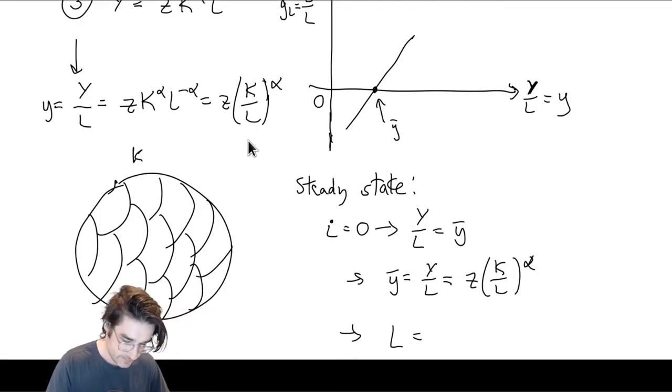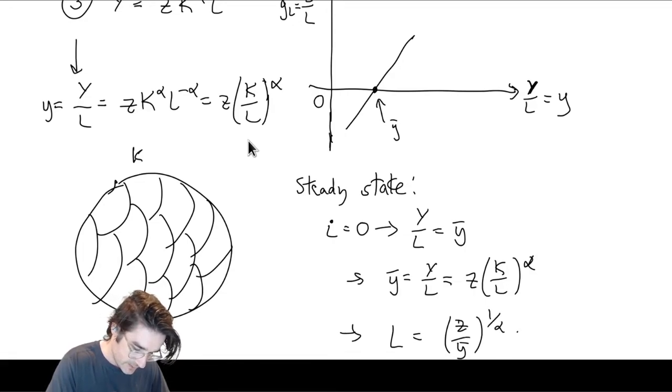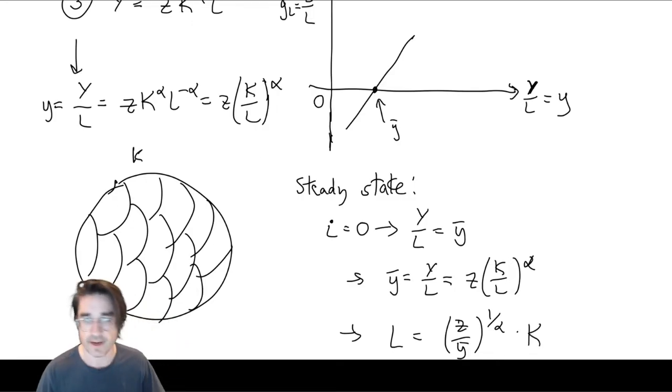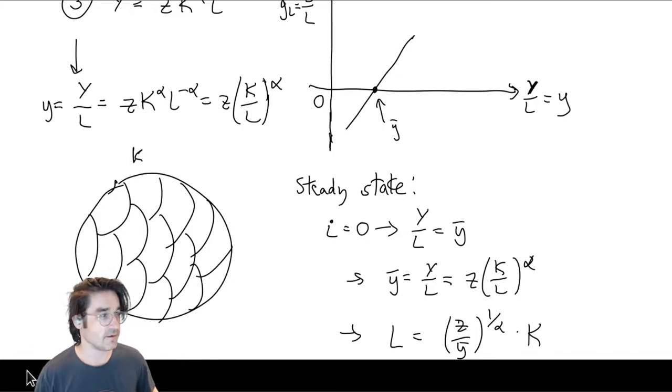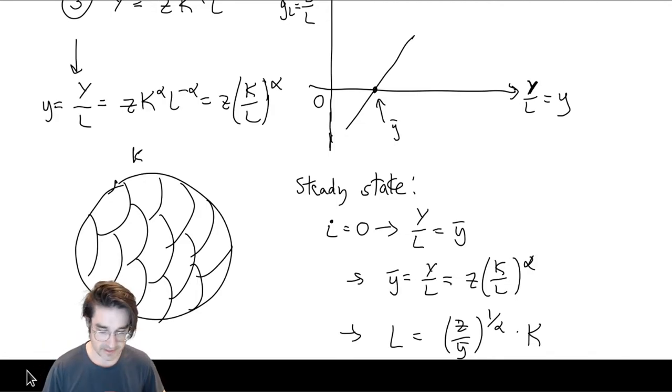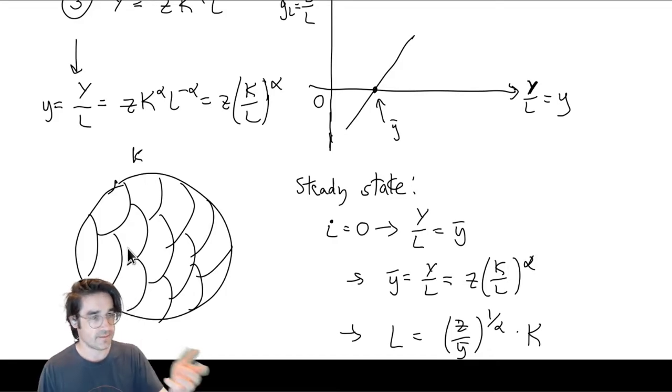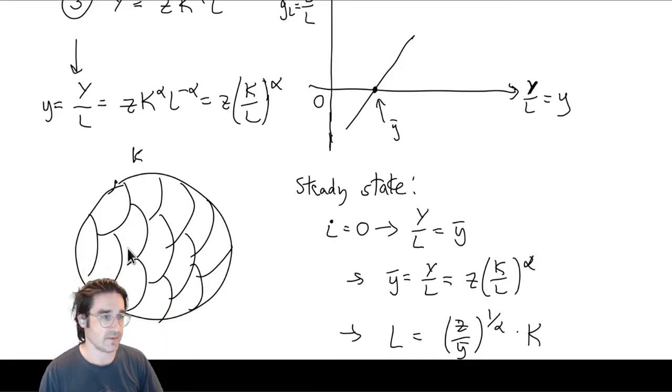If we solve for L, that's going to be z over Y bar to the 1 over alpha, times K. Which is what I have in the notes. That's always good if they agree. So you have some linear proportionality between labor and land. That means K over L, this plot size here, equilibrates to some value that's a function of technology and that minimal standard of living.